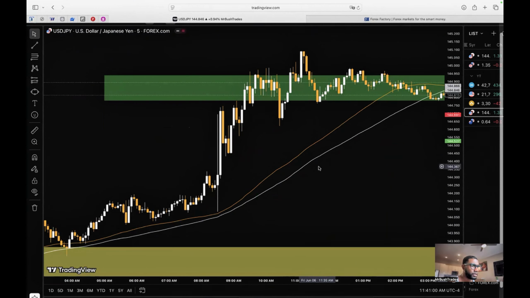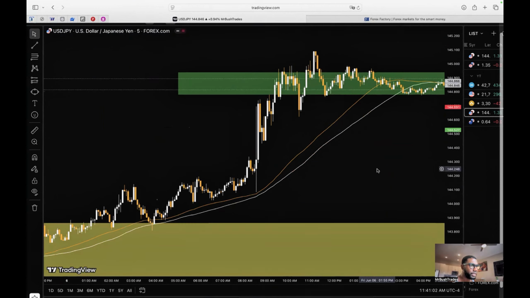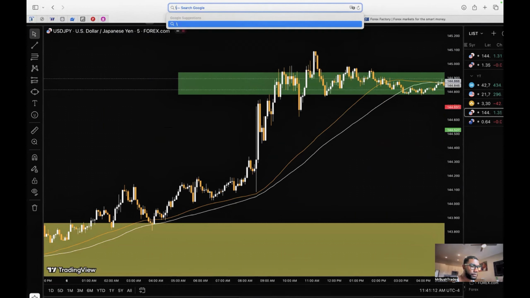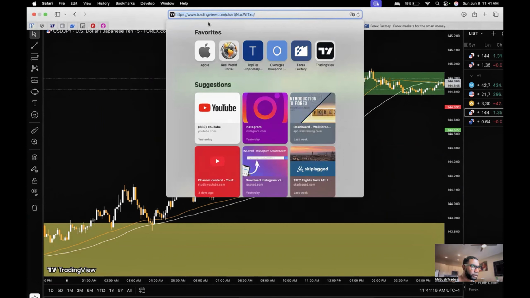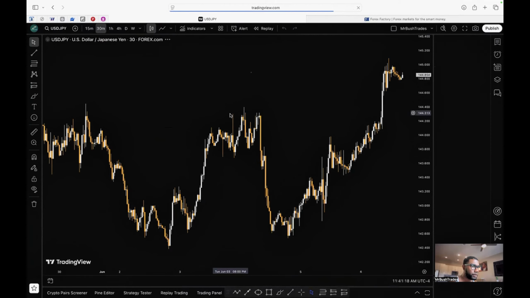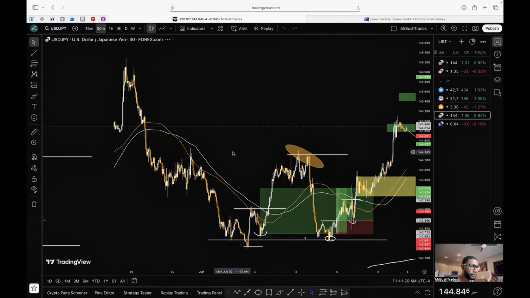Why is my chart looking like this? So zoomed in. What's going on? What's going on right now? Yeah, let's reset this. Okay, better.